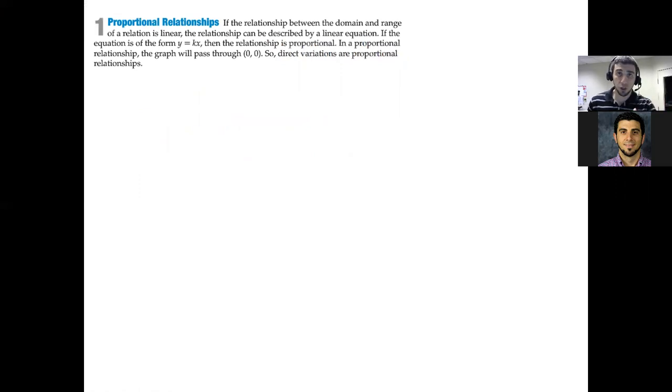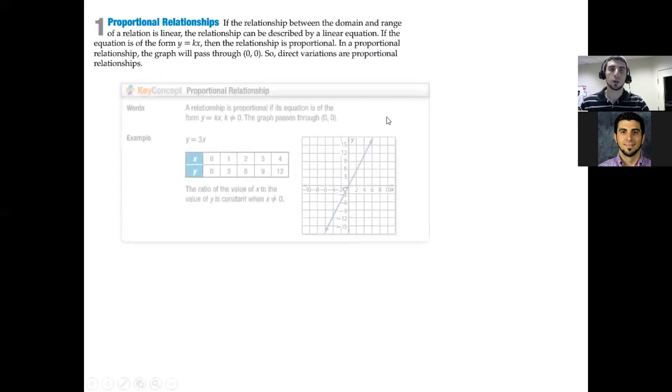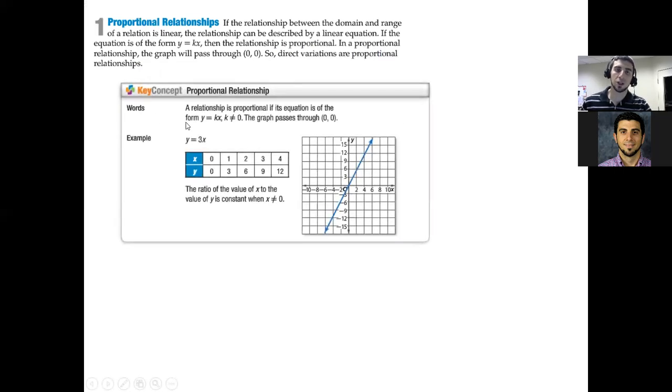And in a proportional relationship, the graph will pass through the origin (0, 0). So direct variations are proportional relationships. So in words, a relationship is proportional if its equation is of the form y equals kx, and obviously k can't be 0, and the graph has to pass through the origin (0, 0).